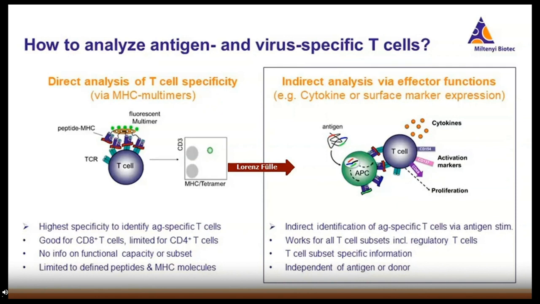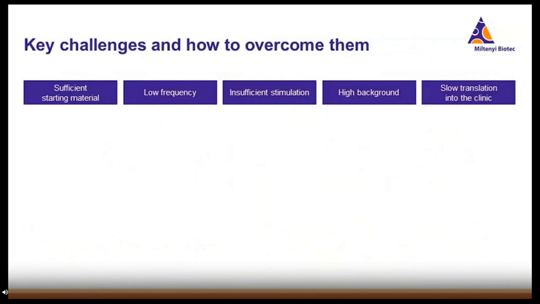So these methods have the advantage that they really work well for all T cell subsets, also including regulatory T cells. They provide T cell subset specific information and are also completely independent of the used antigen or the MHC status of the donor. Most importantly, however, the biggest advantage of these indirect methods is that all relevant information can be obtained using flow cytometry-based assays. So for today's webinar, I will focus on these indirect analysis methods. But let's first have a quick look into the key challenges that arise when working with these rare cells and how we can help you to overcome them.